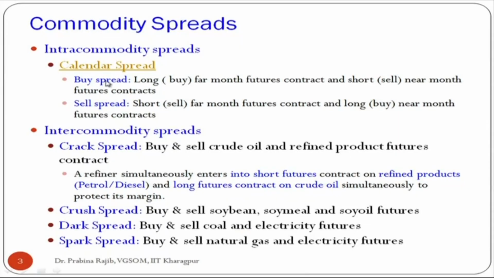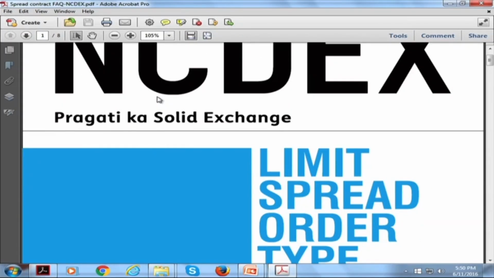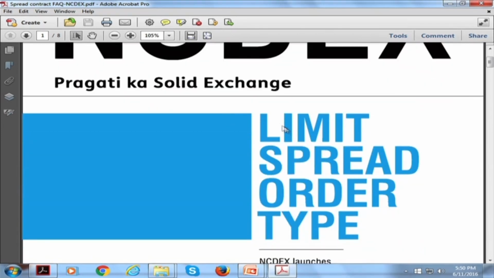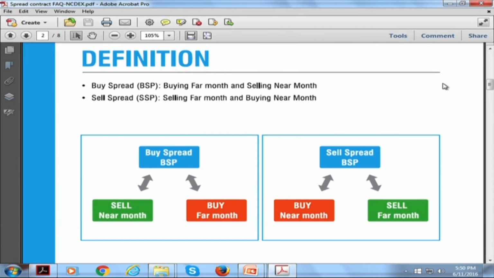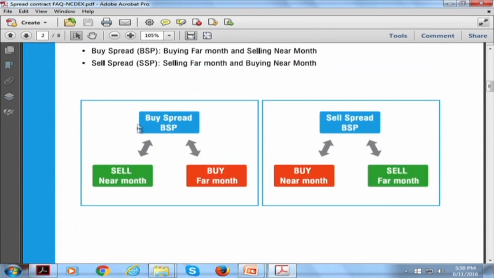When somebody takes a calendar spread and is taking a buy spread, he takes a long position in a far month futures contract and a short position in a near month contract. Similarly, in the sell spread, you have a short position for the far month futures contract and a long position for the near month contract. In India we have calendar spreads available. This particular link shows the spread orders which a trader can take. As I mentioned, buy spread means buy the far month and sell the near month. Sell spread means sell the far month and buy the near month.